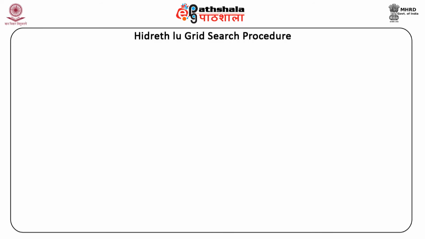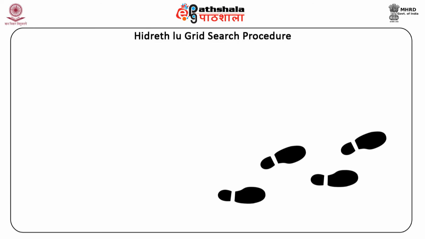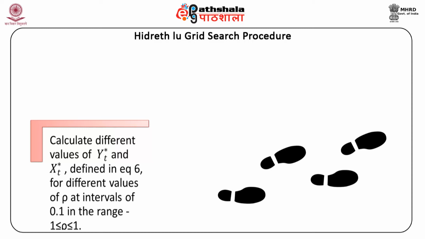This method entails finding the value of rho hat using a grid search procedure. The steps involved in the tests are: Step 1. Calculate different values of yt star and xt star as defined in equation 6 for different values of rho at interval of 0.1 in the range of rho greater than or equal to -1 to less than or equal to 1.